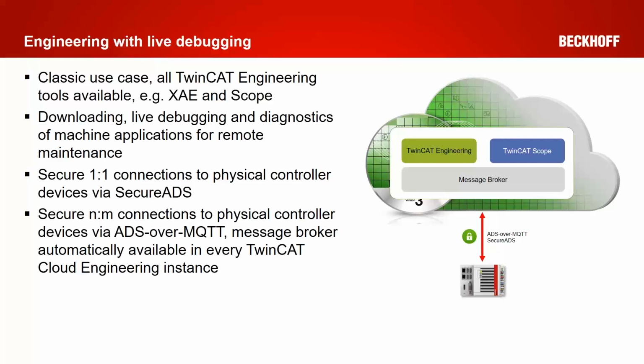So engineering with a live debugging environment, which means you have, as you see in this graphic, a physical connection with either ADS over MQTT or secure ADS. It depends whether you want a one-to-one connection between a controller and an instance, or an end-to-end connection if you have multiple instances and multiple controller hardwares. And you want to do live debugging and maybe download new TwinCAT applications down to your machine controller. So you can use TwinCAT Cloud Engineering for that, of course.